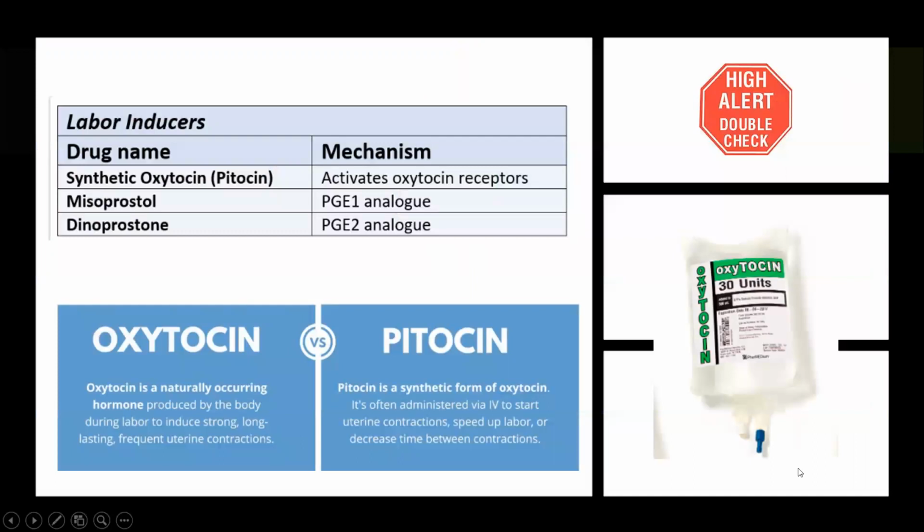Here are some of those other medications. Oxytocin is the natural hormone that occurs in the body. Pitocin is the synthetic form. We do use Pitocin in the hospital. It is a high alert double check medication because it can cause great harm. In fact, many of the lawsuits surrounding labor and delivery involve the use of Pitocin. Here's the misoprostol that I mentioned. The dinoprostone is your Cervidil, and these are the meds that we use that work on the cervix, work on the uterus, and cause contractions or get it ready for labor.